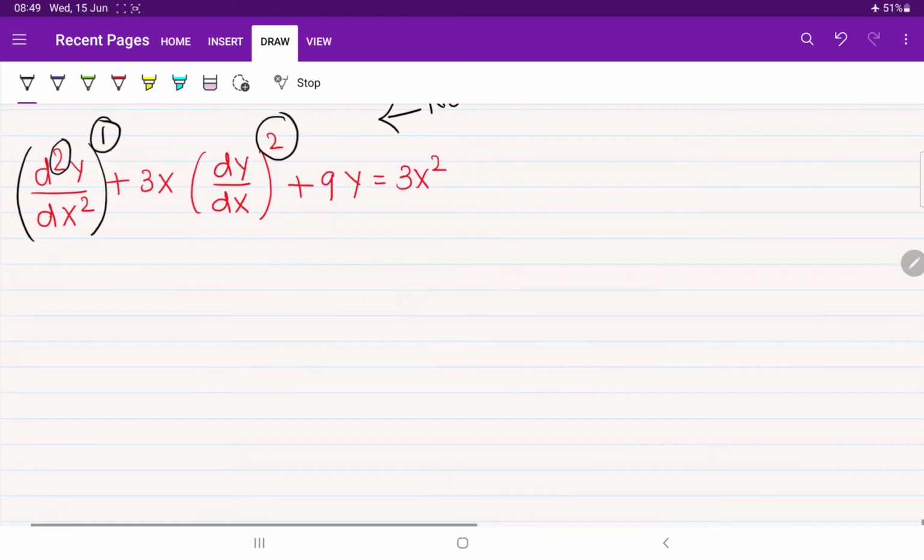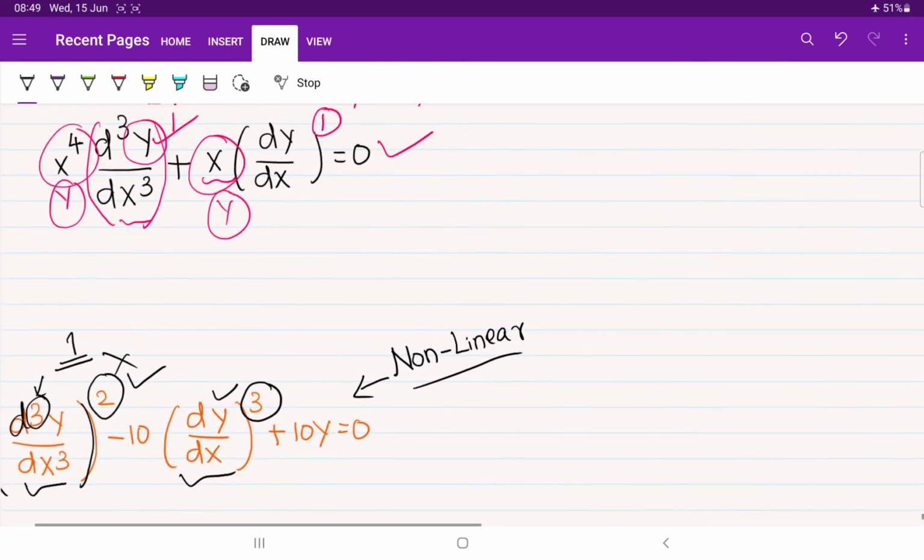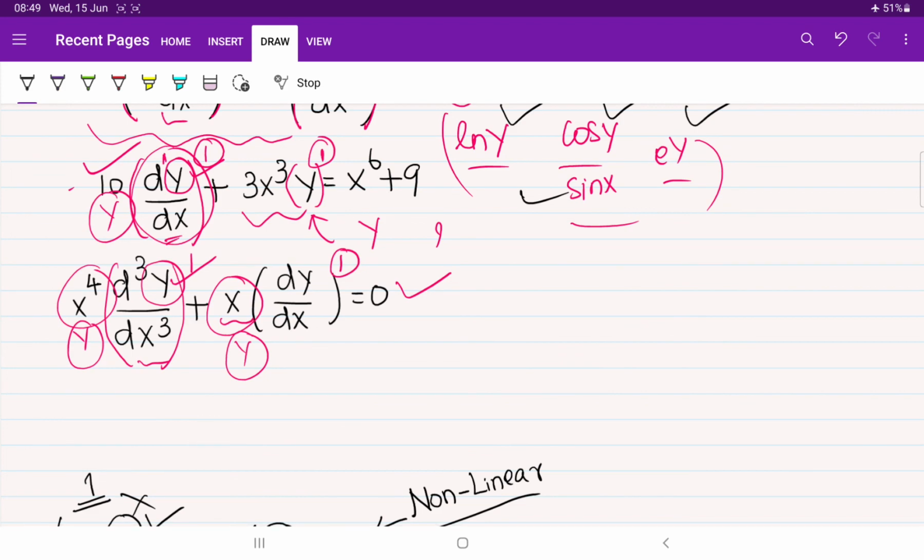I hope now you all understood how to identify linear and non-linear equations. In the next lecture, I will be bringing a few more examples. In order to understand it clearly, watch the lecture one more time.